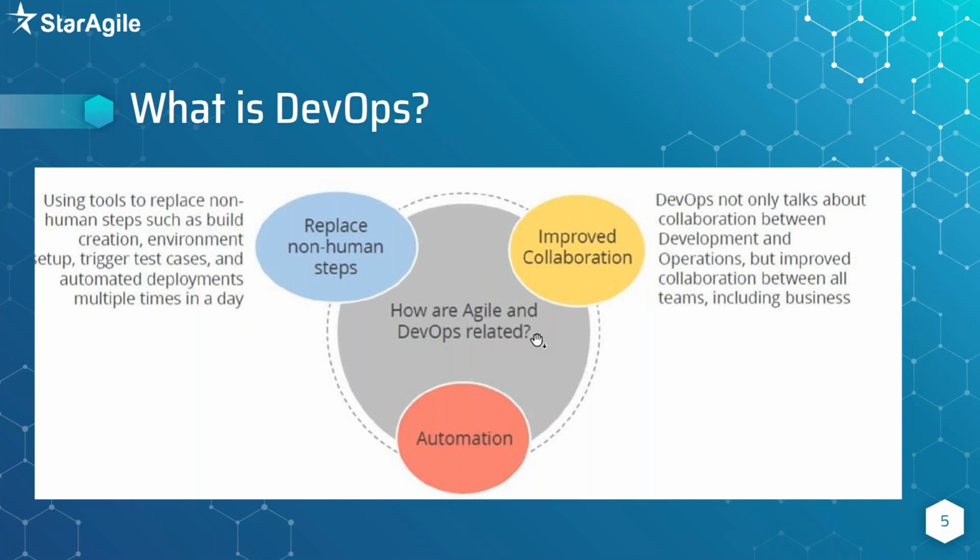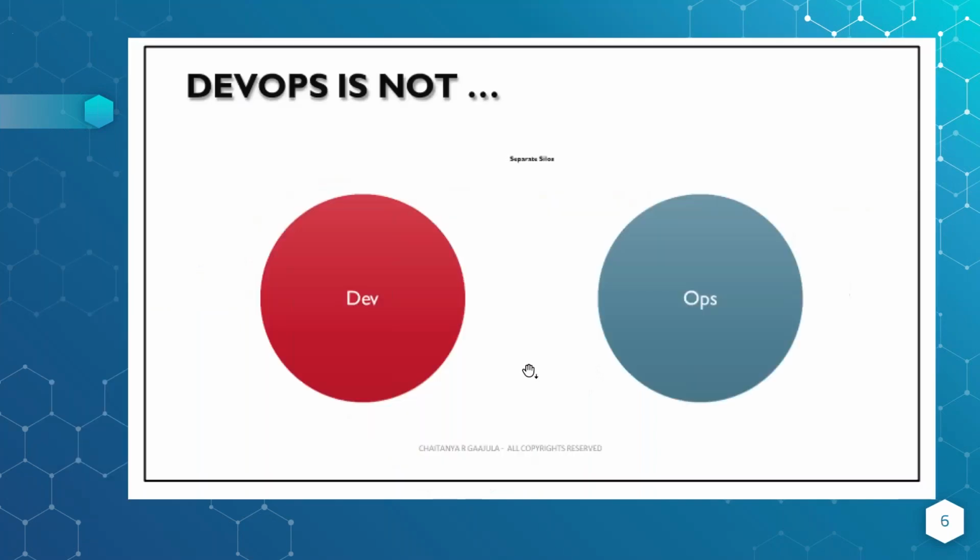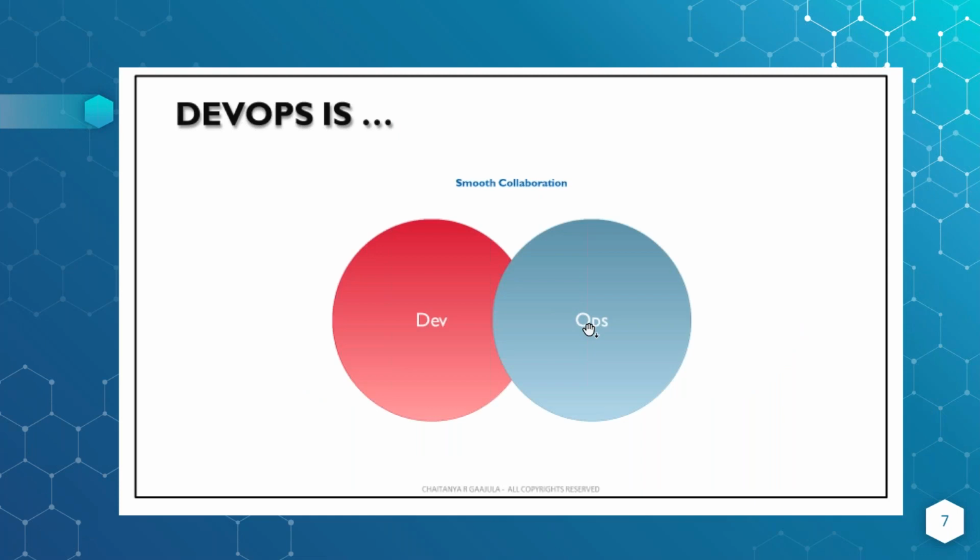DevOps doesn't mean that it has come and is replacing Agile. Agile practices are still being used. For example, how you update the code, how you push the code, and all those software development practices are still being used. DevOps is on top of Agile, which brings more collaboration as well as automation into various practices. DevOps is not where developers and the operations team work in silos. You want them to work together.